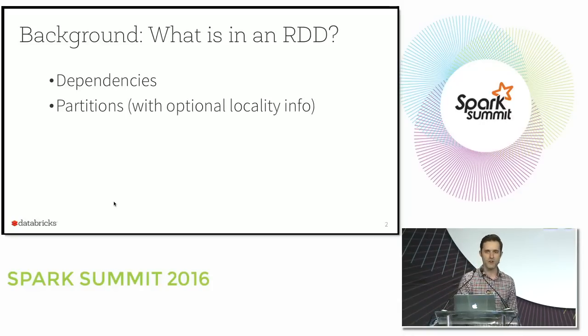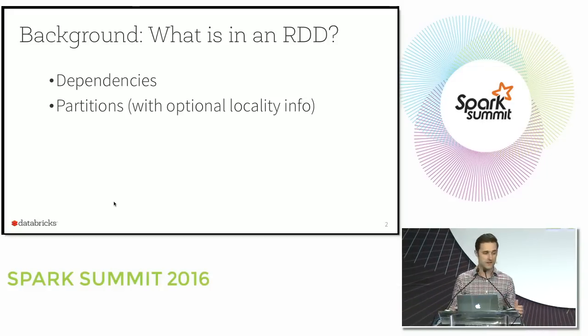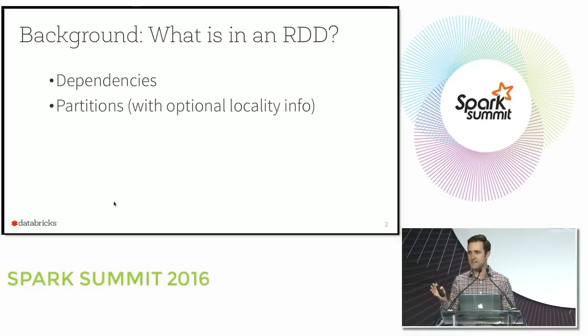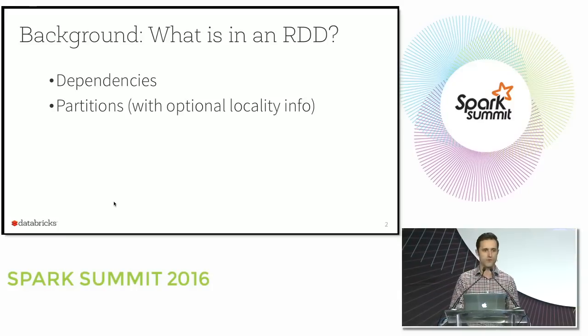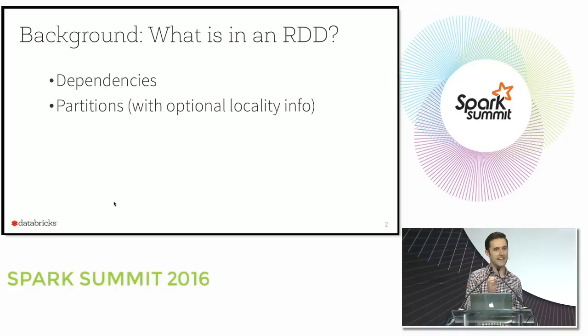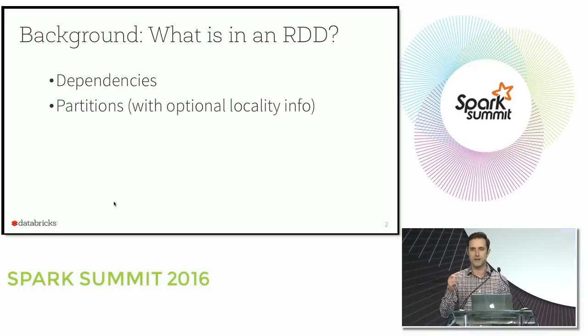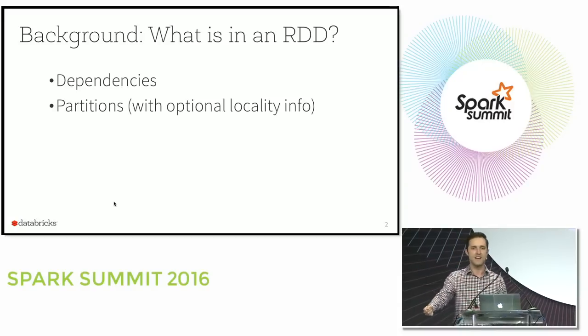And then the next part is partitions. Given these dependencies, how am I going to split the work up? How am I going to take this computation and parallelize it across the cluster? And sometimes this can also include locality info. So for example, if your RDD is reading from HDFS, it'll include the names of the machines where those blocks are located, so the Spark scheduler can be smart and put that work right next to the data so it doesn't have to transmit it over the network.